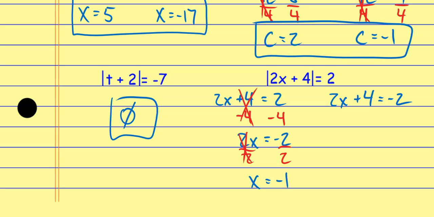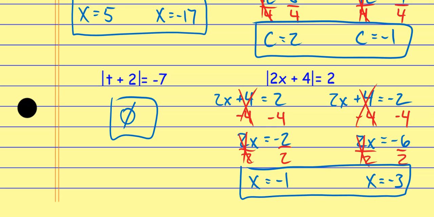Over here, I undo the addition with subtraction. Again, the +4 and -4 cancel out. I undo that multiplication with division. Again, the times 2 and divided by 2 cancel out. So we get x equals a -3. Okay? And that's it.